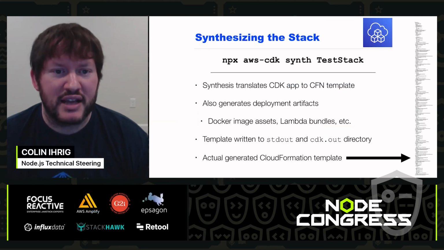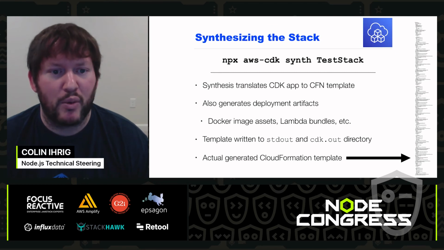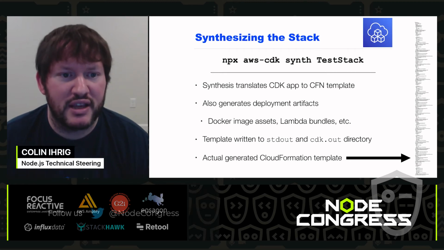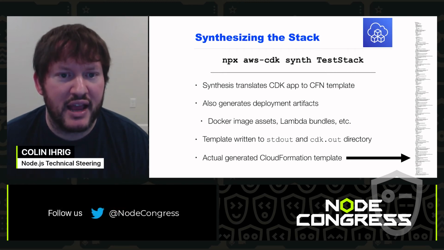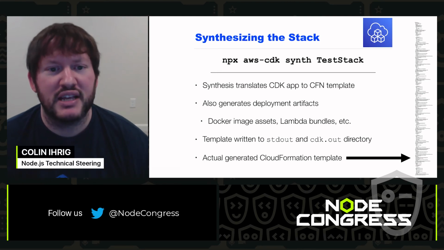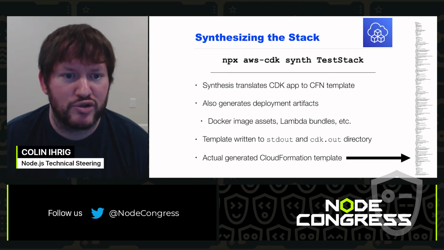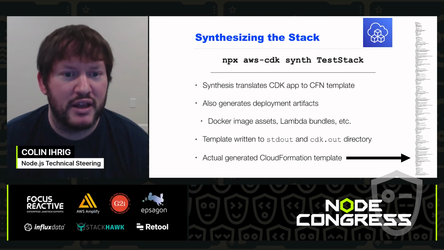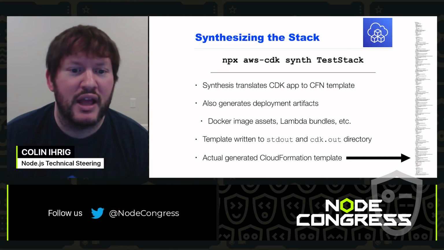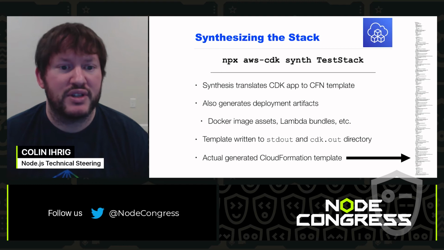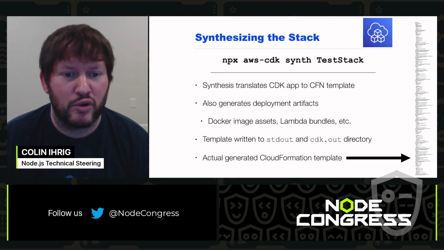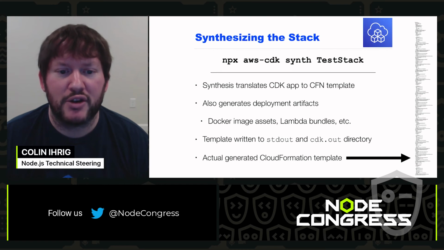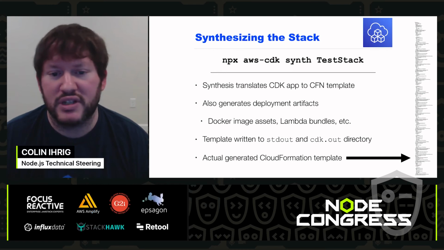You can actually do the synthesizing step as a separate step without needing to deploy it, which is nice for local testing and unit tests. So you would do that via npx AWS CDK synth, and then the name of your stack. So in this case, test stack. It'll translate your CDK app into a CloudFormation template. It'll generate any of the deployment artifacts, such as Docker images. If you're deploying any Lambdas, it will bundle those up for you. And then it'll write everything to standard output, since this is just a synthesis and not a deployment, but it will also create your cdk.out directory, which is where everything is stored before it's deployed.